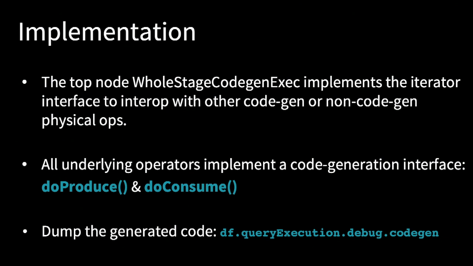So the next question becomes, how do the underlying physical operators generate code? The idea is that all these operators implement a code generation interface, which has two important methods, produce and consume. And the wrapper node, whole stage code generation execution, can obtain the generated code by calling these methods. One useful trick here is you can actually call query execution.debug.codegen on a data frame to dump the generated code. If you're ever interested, you can go try it out.